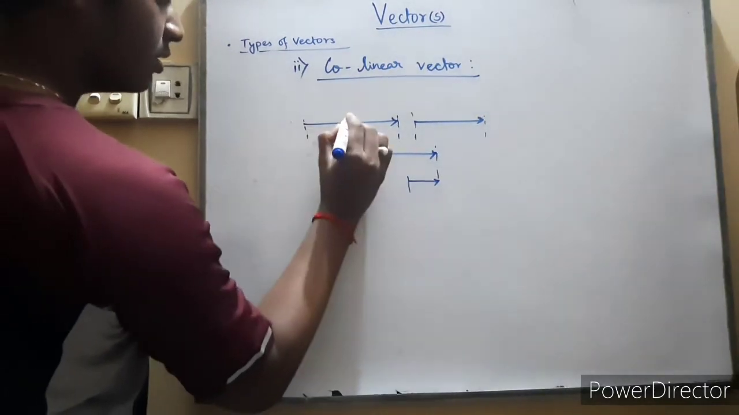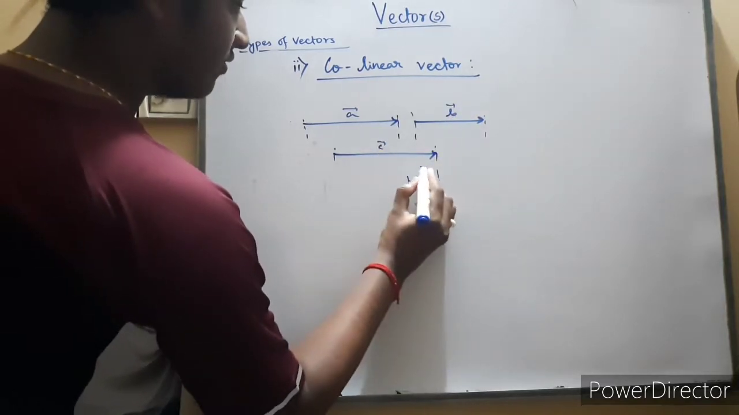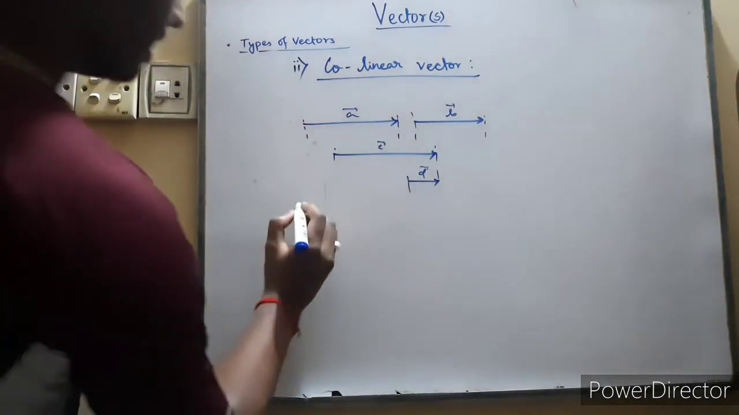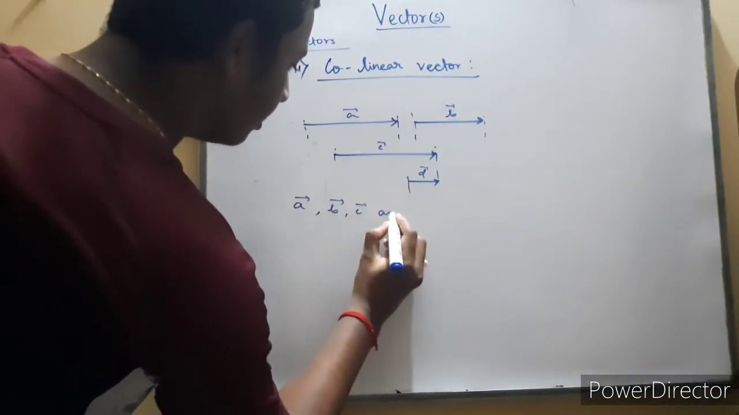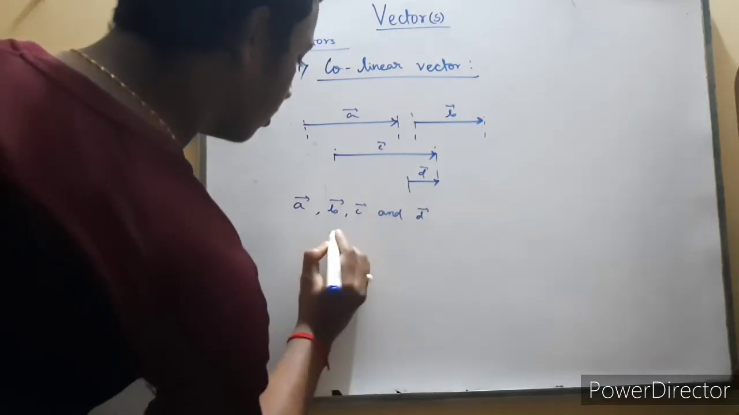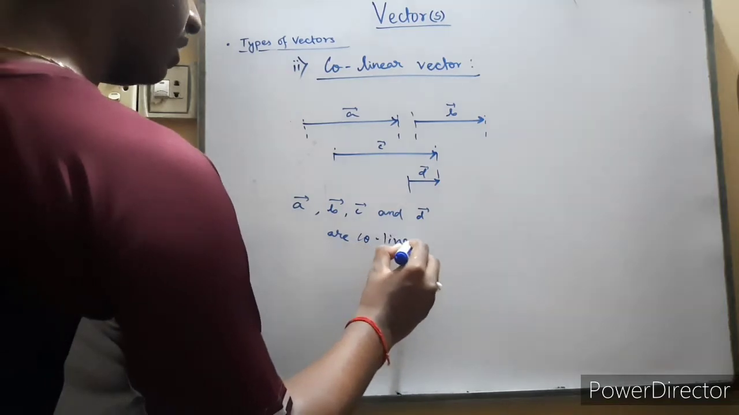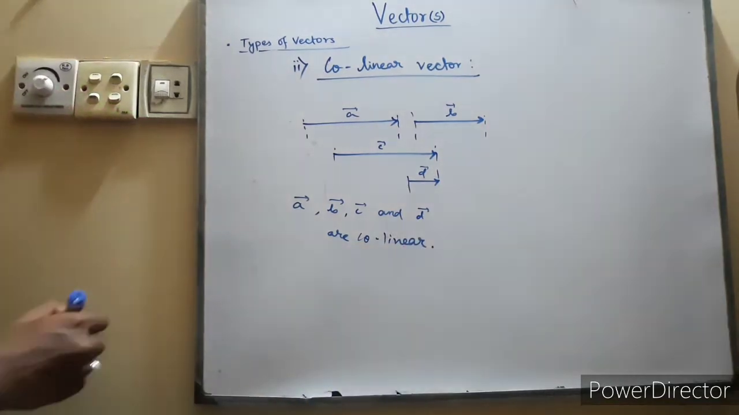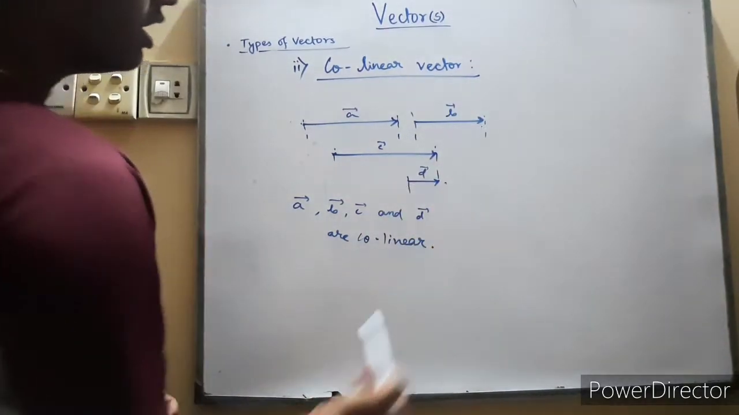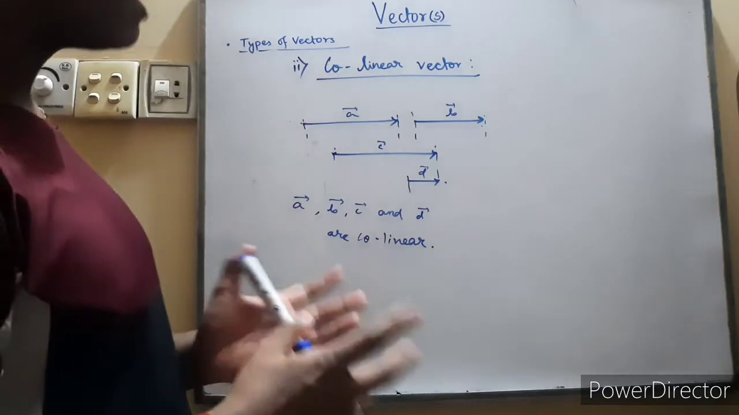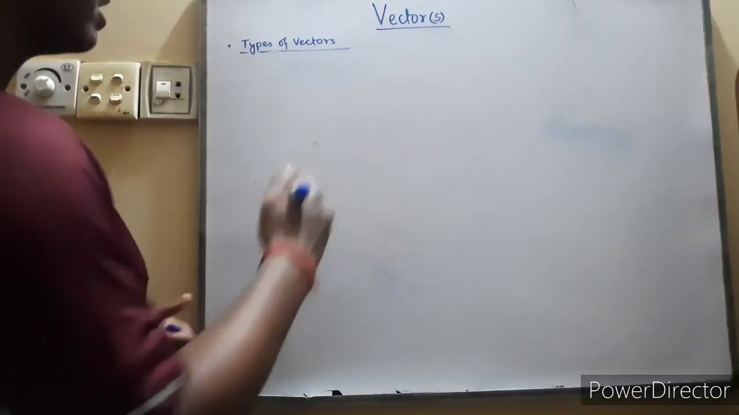Like here, say this is A vector, B vector, C and D vector. We can say that vectors A, B, C and D are collinear vectors. They do not have a common initial point. They do not have a common terminal point. They do not have anything in common, but what they have in common is they are parallel to one another.